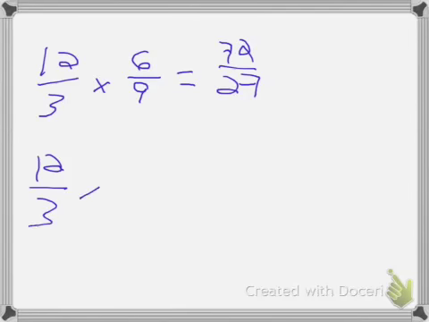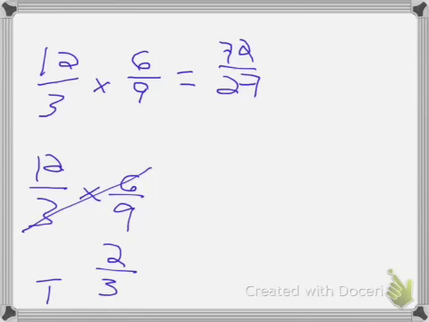12 over 3 times 6 over 9. It would be set up the same, but then you can cross these out, and 6 divided by 3 is 2, because 3 goes into 6 evenly, so it would be 2, and then 3 would turn into the 1, and then 9 and 12, they also have a common factor of 3, so you divide 9 by 3, and that would be 3, and you divide 12 by 3, and that would be 4, and keep the multiplication sign.